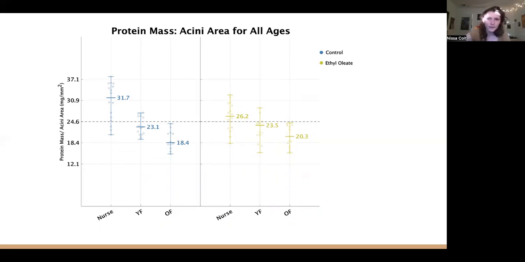And there was no difference for treatment for young foragers here, 23.1, 23.5. That's not really significant enough to say that ethyl oleate changed anything. 18.4 to 20.3, it actually went up. But in the nurse bees, ethyl oleate did seem to have an effect on the ratio. So it went down, it became more nurse bee-like because of this ethyl oleate treatment, and it was a significant result. And we'll go into a little bit more about what this means in a minute, because I have a little bit more information to corroborate this.